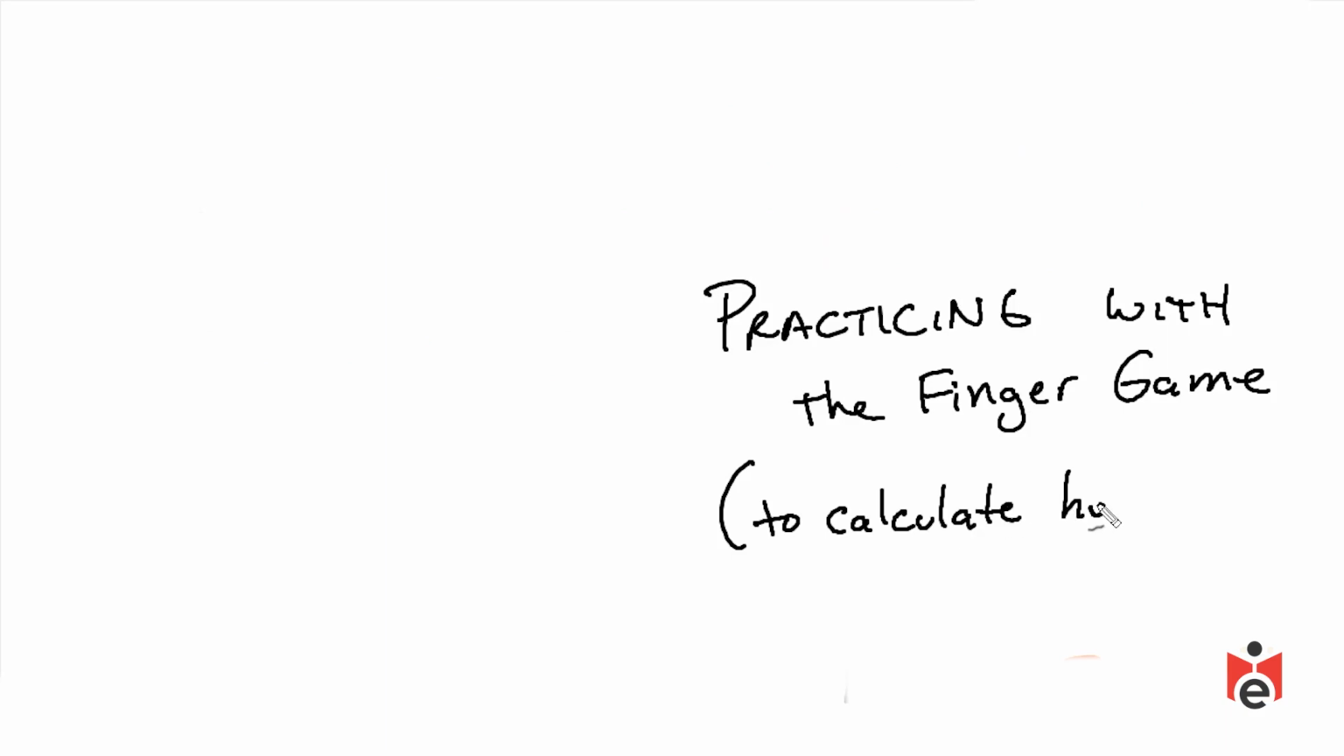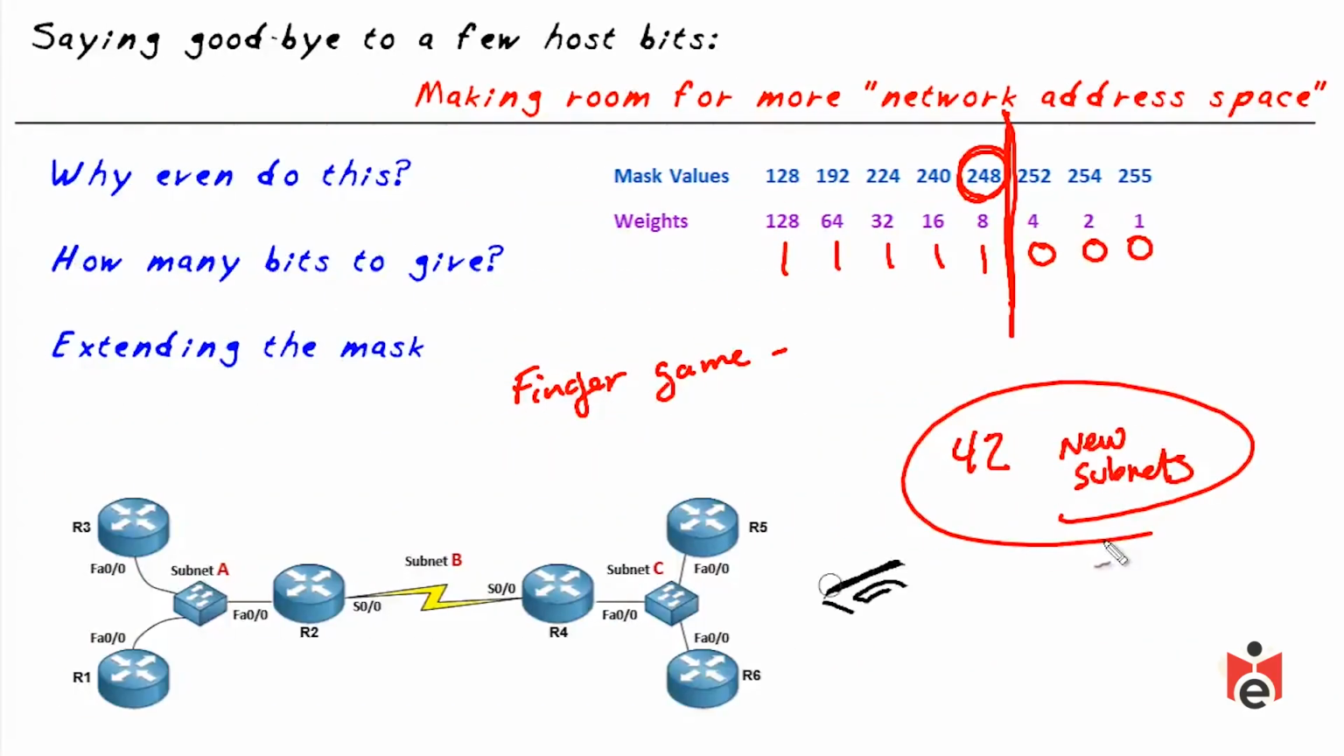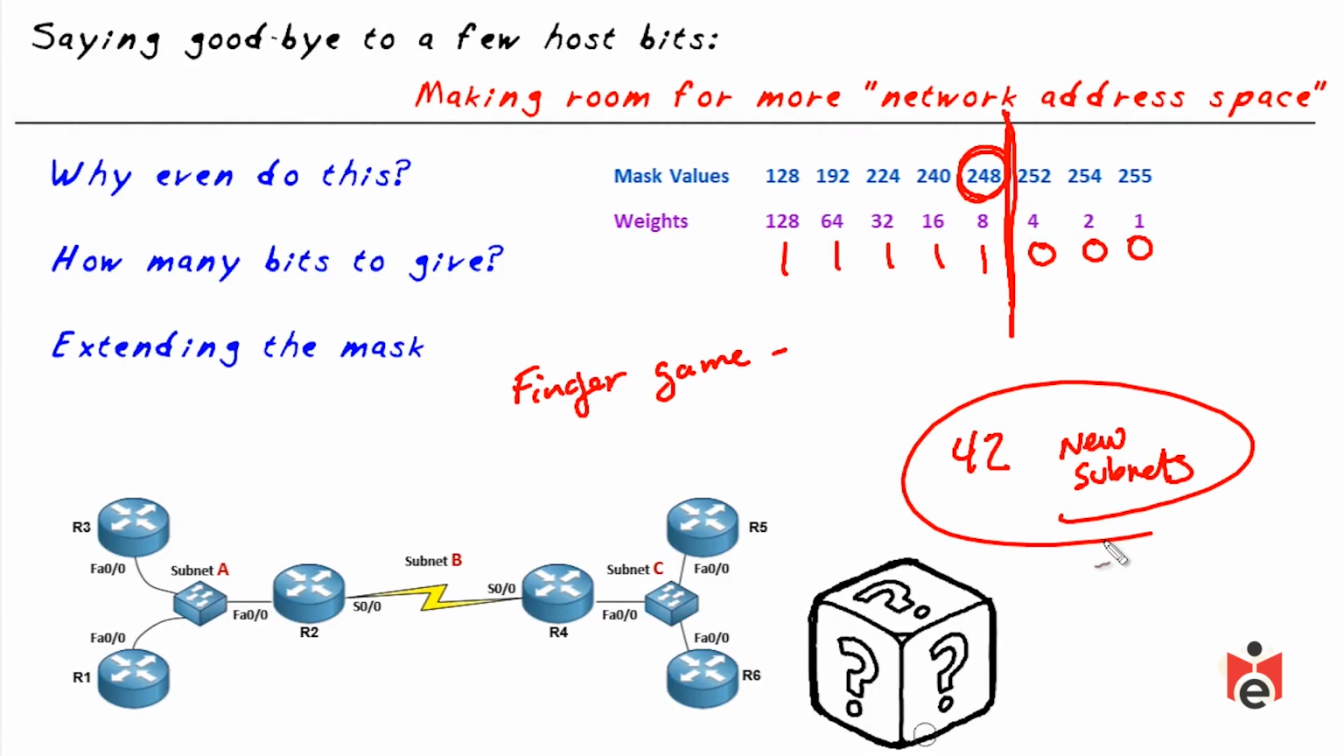Here's what I'd like you to do. I'd like you to do a scenario where you need to create 42 new subnets. So here's my question. If you needed to create 42 brand new subnets, how many host bits would you have to sacrifice to meet the need of 42? And the cool thing is this.